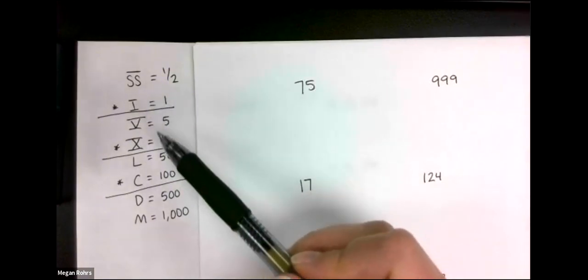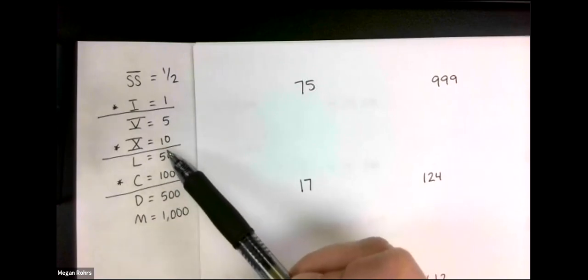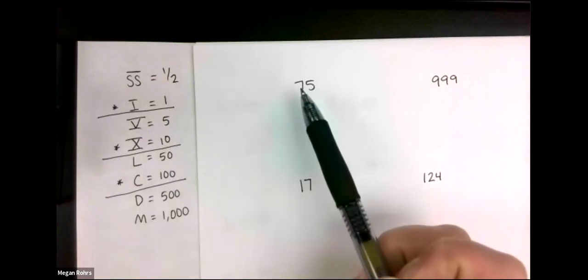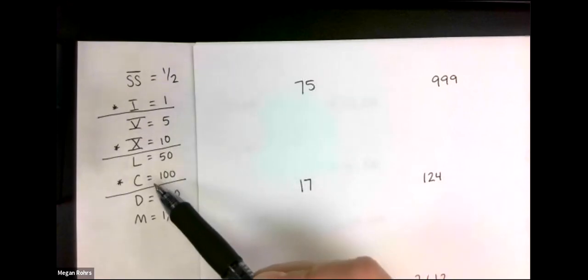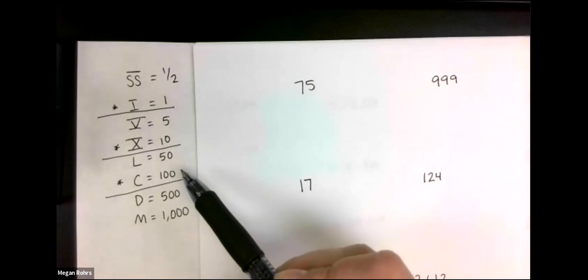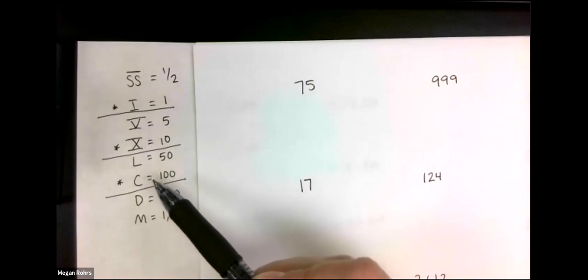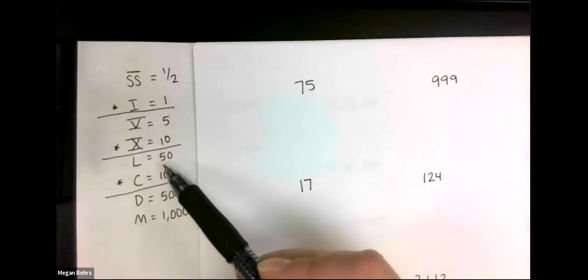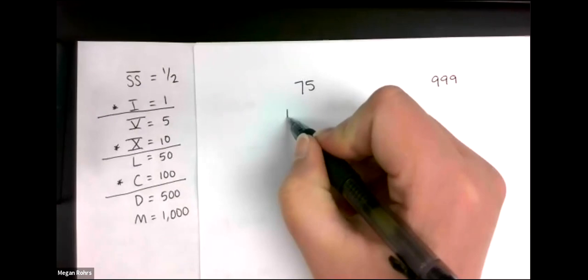So we want to find the largest numeral possible. Starting out, we could either use 50 or 100 because 75 is right in the middle. We don't want to use 100 because we can't subtract anything from 100, another Roman numeral, to get an even 75, okay? So we want to use 50. So if we start with 50, that would be our L.